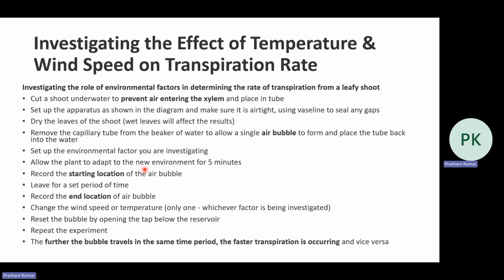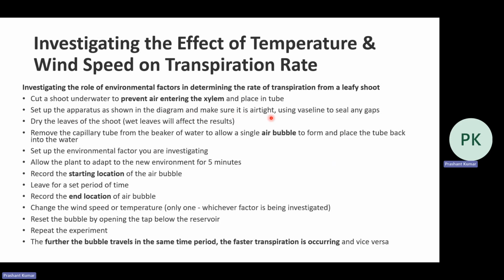Investigation of transpiration rate using two factors, temperature and wind speed. So let's see the process, how the experiment is going to be. Cut a shoot under water to prevent air entering the xylem and place it in the tube. Set up the apparatus as shown in the diagram and make sure it is airtight.